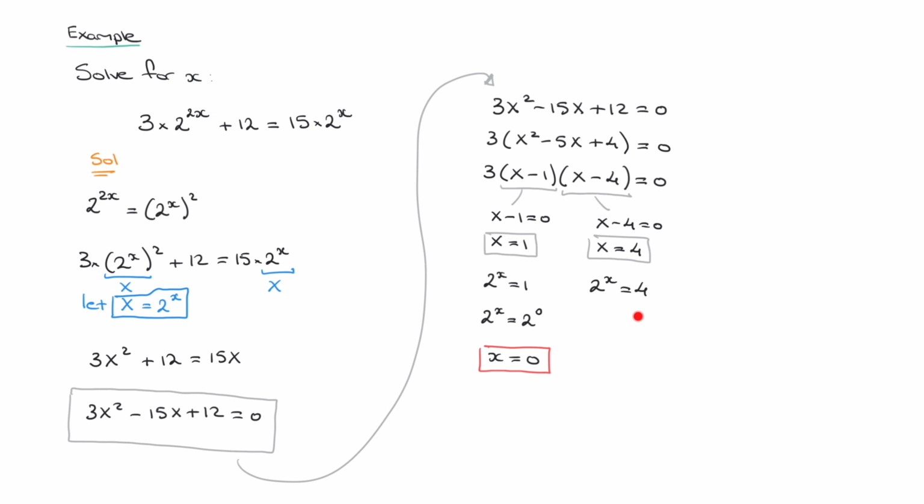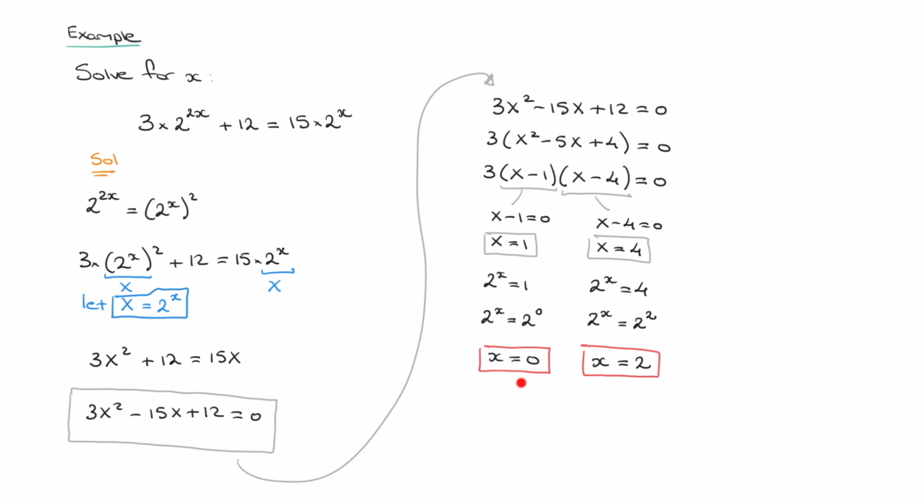Now, looking at the second equation we have here, 2 to the power of x equals 4, if we write the right-hand side as a power of 2, it becomes 2 to the power of x is equal to 2 raised to the power of 2. And so for 2 to the power of x to equal 2 to the power of 2, we can state that x must equal 2. And that's the second solution to this exponential equation.